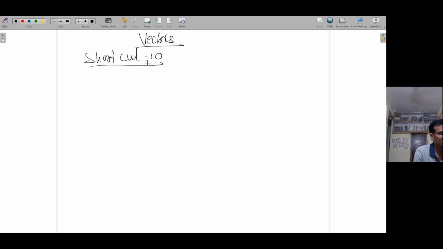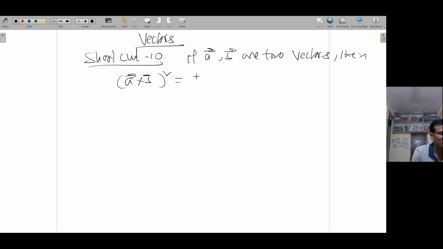Shortcut 10. If A vector, B vector are two vectors, then (A vector into B vector) square is A vector dot A vector, A vector dot B vector, B dot A, B dot B.